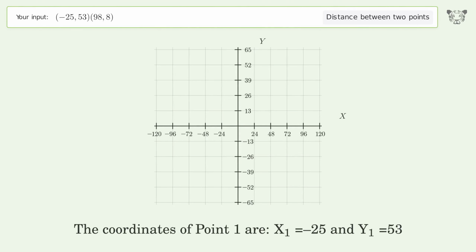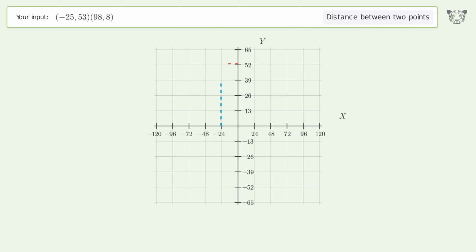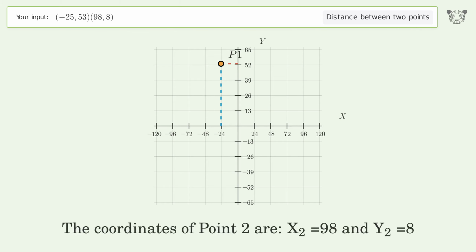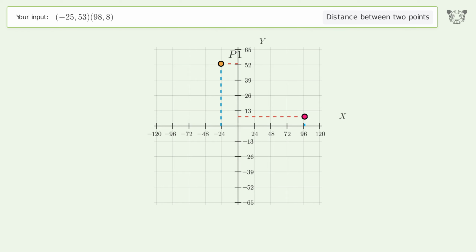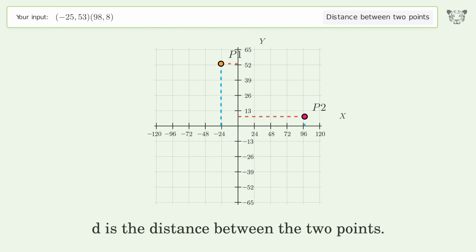The coordinates of point 1 are, x1 equals -25 and y1 equals 53. The coordinates of point 2 are, x2 equals 98 and y2 equals 8. D is the distance between the 2 points.